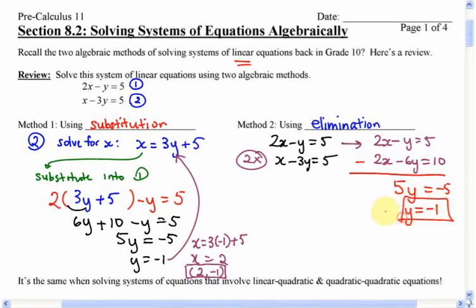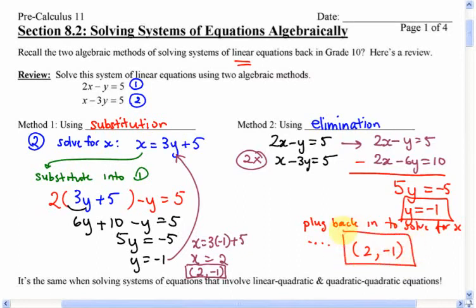Okay? Don't forget to plug it back in. So plug back in to solve for x. And we've done this already, so I don't want to do this again. But you'll get the same answer as before. x is 2, so the answer is 2 comma negative 1. Okay, that was a review of grade 10.